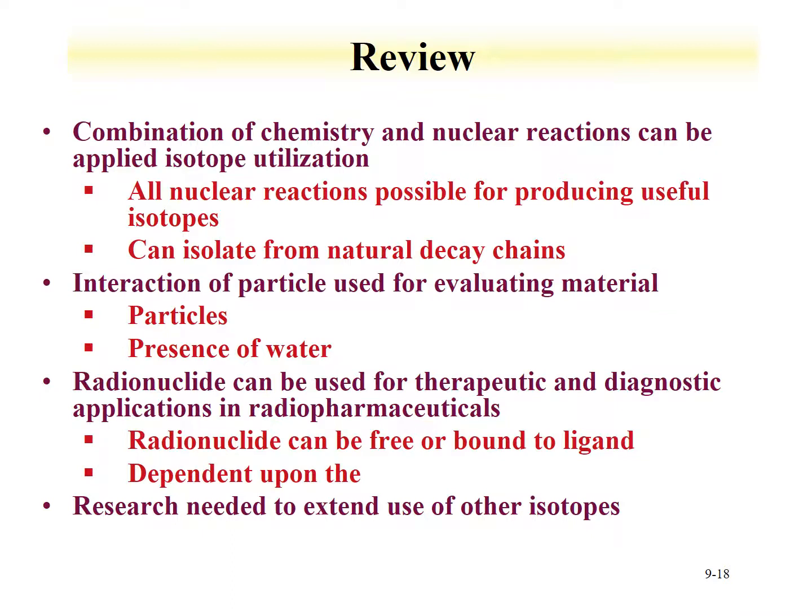So, reviewing this lecture, a combination of chemistry and nuclear reaction can be applied to isotope utilization. A number of nuclear reactions are possible, both neutron-based reactions and accelerated particle-based reactions. One can also isolate particles from isotopes from natural decay series. For instance, we didn't discuss in detail, but bismuth-212, which is a natural decay series, has the same sort of targeted alpha therapy properties as bismuth-213 and can be used as a radiopharmaceutical.